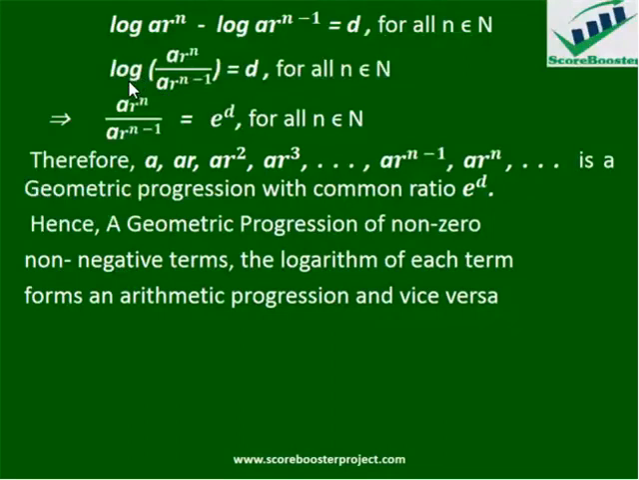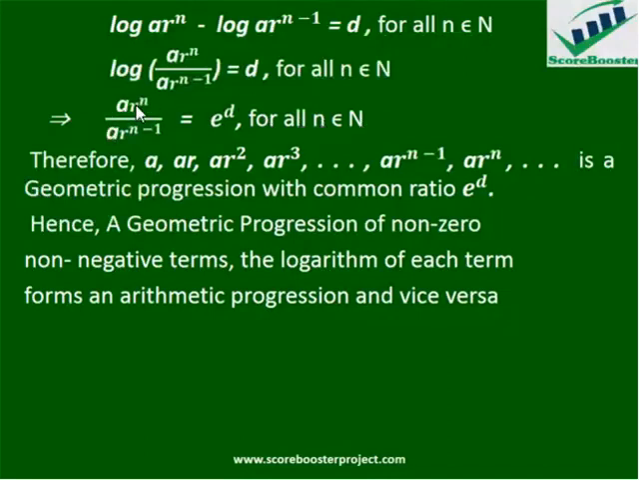In order to eradicate log, we introduce exponential. If you introduce exponential here, it's going to cancel the log. We are left with ar^n divided by ar^(n-1). Whatever you do to the left hand side, you also do to the right hand side. You also introduce exponential here, and that is why we have e^d for all n elements of N.